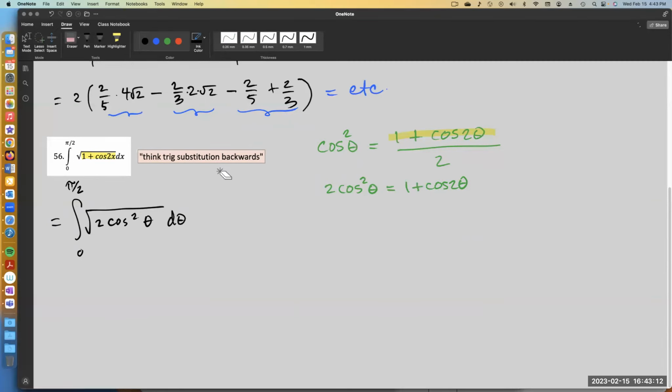So now we can make this the square root of 2. And what is the square root of cosine squared? Not the value of it, but if we're just going to take the square root of cosine squared, what's going to happen? We are going to get cosine of theta, right? The square root and the square cancel.